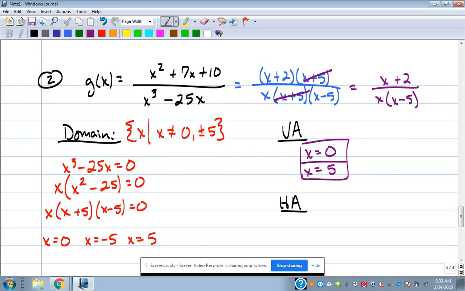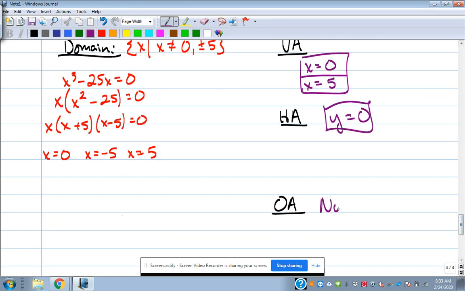Look at the simplified version. What's the degree of the top? What's the degree of the bottom? 2. Still the same rule. The top is smaller than the bottom. So it doesn't matter which one you go to. I usually go back to the original just because I can glance at that. I don't have to multiply anything back out in my head. So that works out fine. Horizontal asymptote at y equals 0. So what's that mean about the obliques? Ain't none.